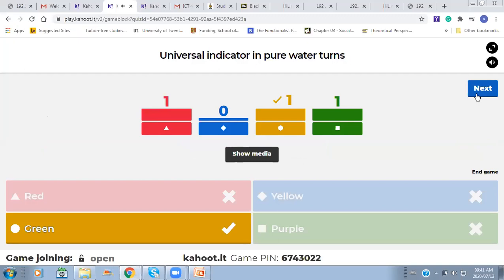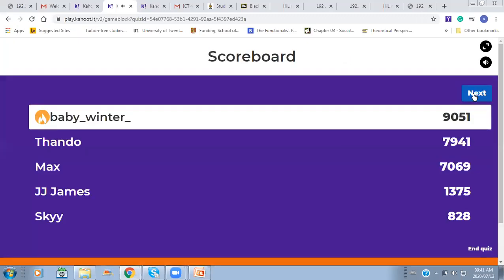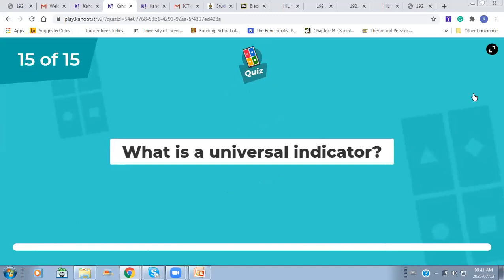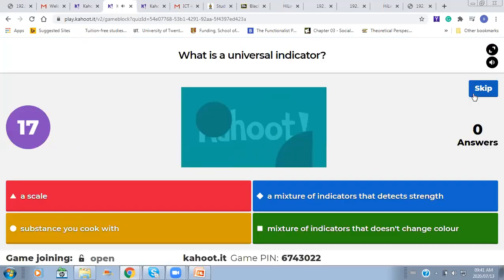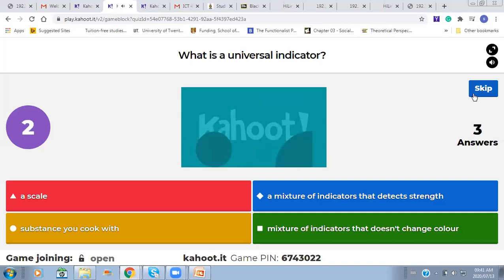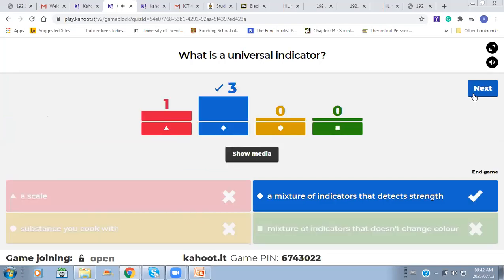Okay, green is the answer. Let's see. All right, Winter did that first. Last question. What is a universal indicator? Very good. So let's see.